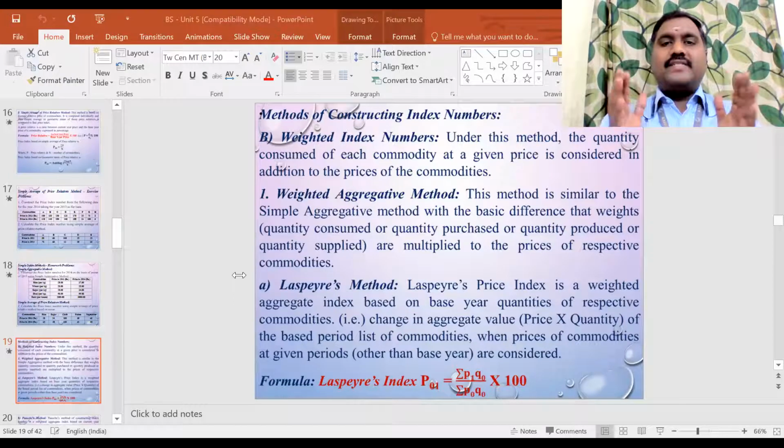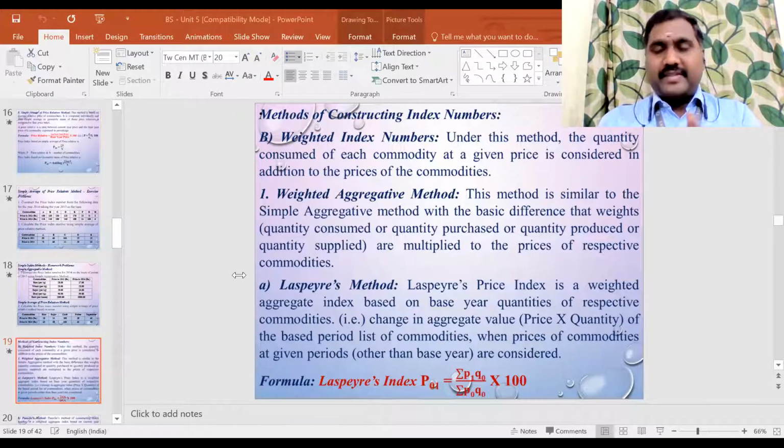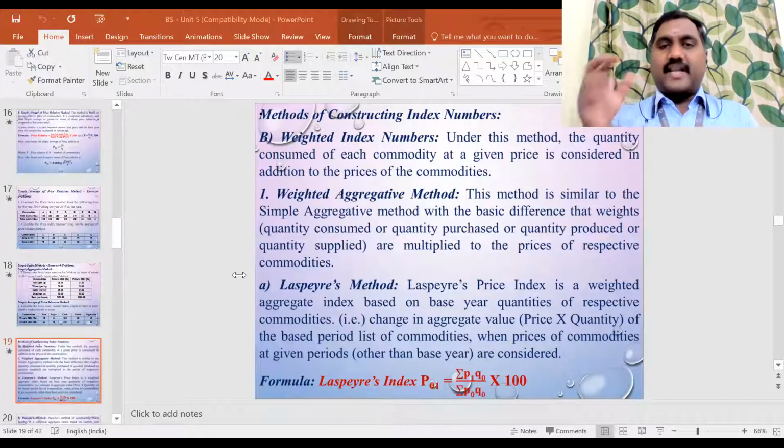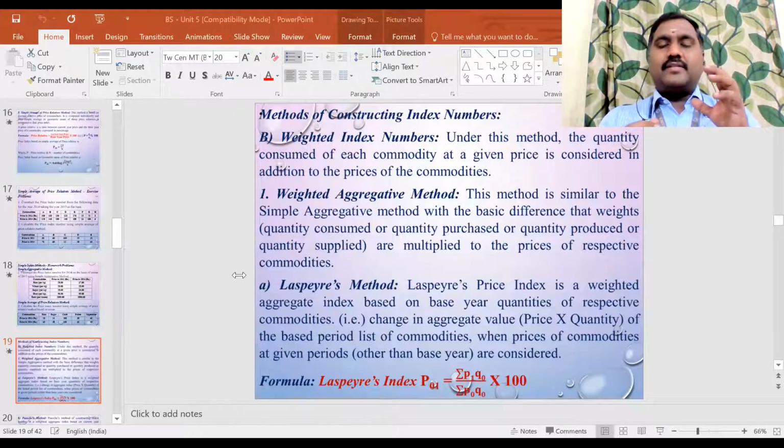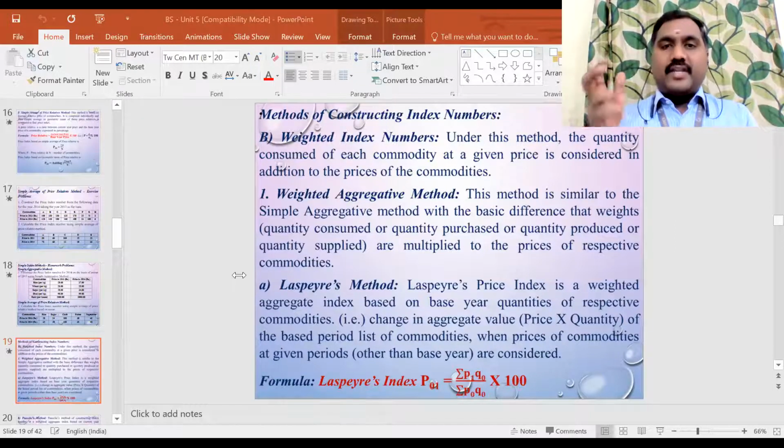So what is the difference between these two methods? In the simple aggregate method, we add all the price values of the base year, and then of the current year. We sum up the prices of the base year and the prices of the current year, divide the summation of the current year prices by the summation of the base year prices, and multiply by 100. That is the simple aggregate method. Please make a note of it.